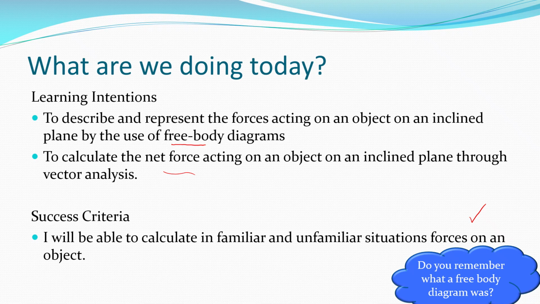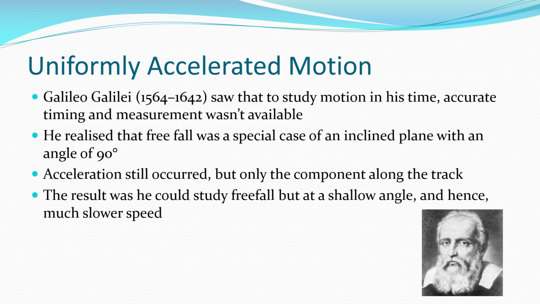Remember when we spoke about free body diagrams, it's where we have an object that has a force in this direction, a force in this direction, and maybe some other forces acting on it, and it allows us to work out the net force. So when we're talking about this stuff, we're talking about uniformly accelerated motion, because the only form of acceleration comes from gravity. Those are the scenarios we're talking about.